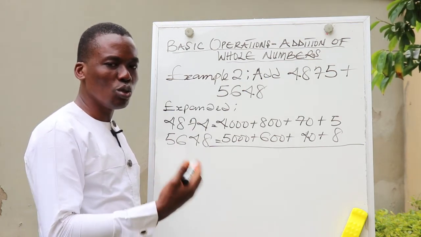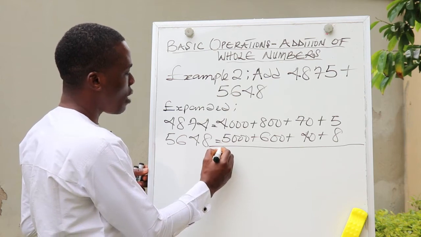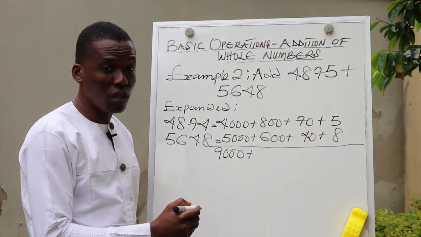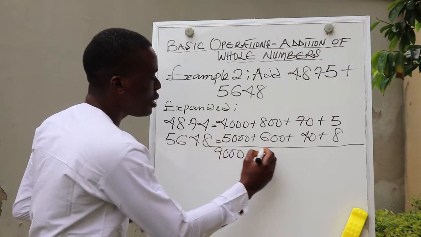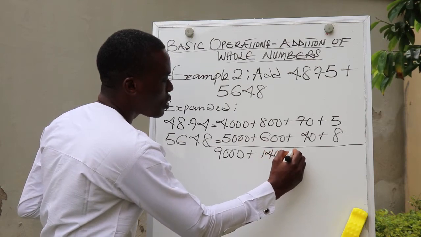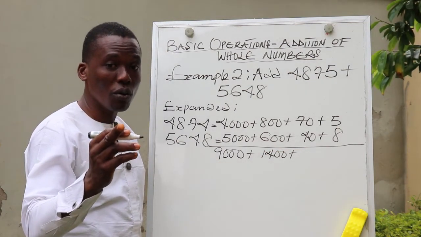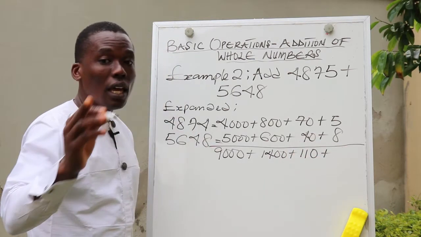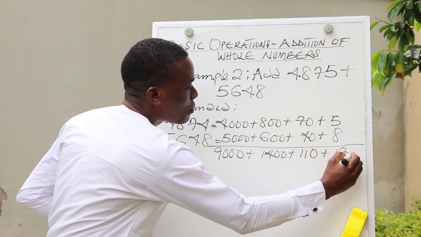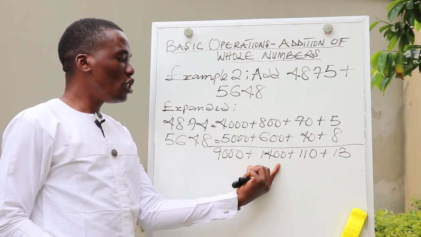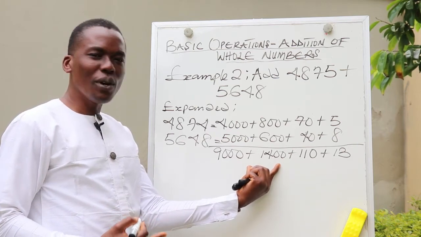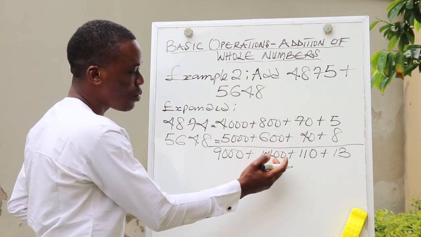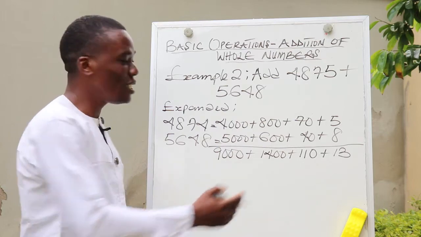Now, as we add, I want you to note something. When you add this, you have your 9000 plus 8 plus 6 will give you 14. Good, 14. Then you put down this 00 plus 7 plus 4 will give you 11. Then you bring down your 0 plus 8 plus 5 will give you 13. Now, do you notice that these numbers are not in their various place values? Why do I say that? You notice that 1400 is in the thousands, but it's found in the hundred.